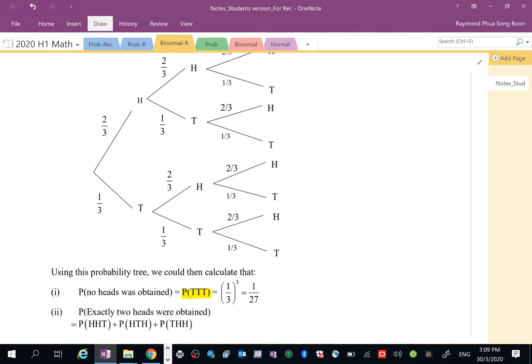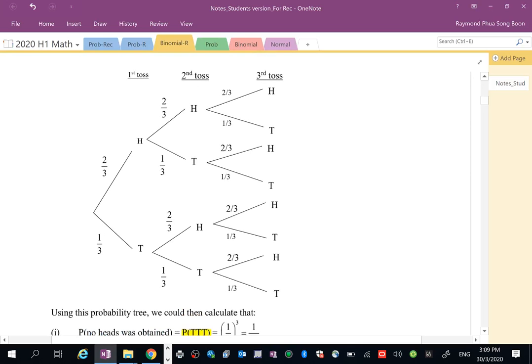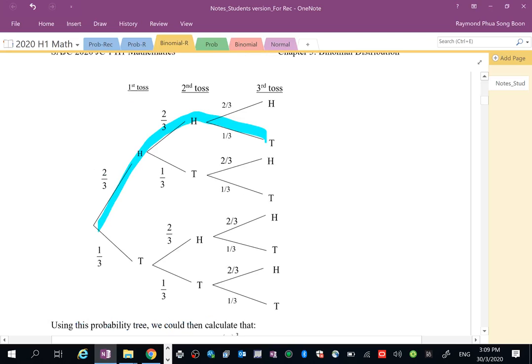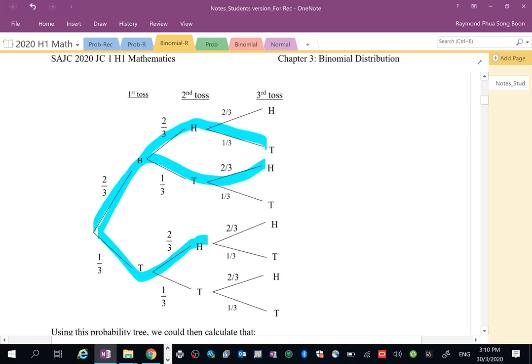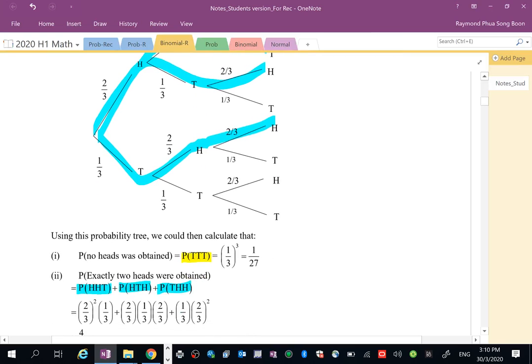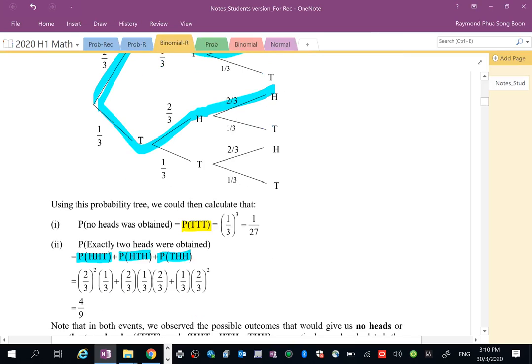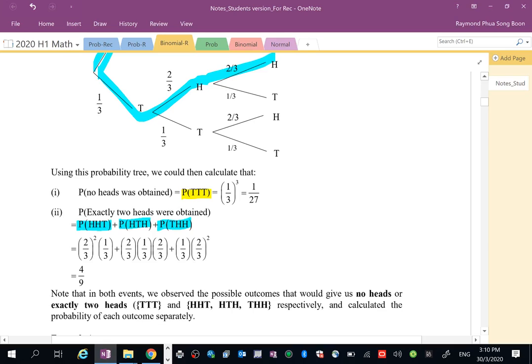Exactly 2 heads, we can have 3 cases: either head, head, tail, or head, tail, head, or tail, head, head. So head, head, tail will be this part, head, tail, head will be this one, and tail, head, head will be this. So we just multiply the probabilities along each branch and sum up the 3 cases, and we'll be able to get the answer, which is 4/9.